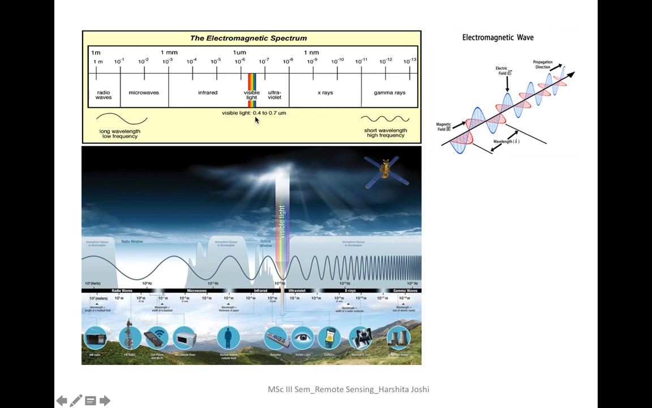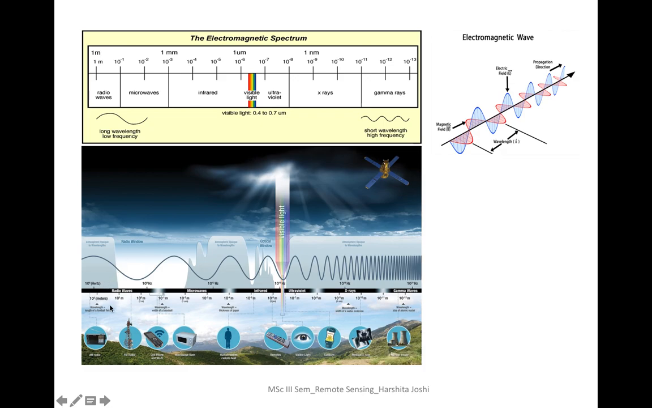The wavelength between 0.4 to 0.7 micrometer is known as the visible light. Our eyes are the sensors which are sensitive to this part only, the visible part. We cannot sense gamma rays or X-rays using our eyes. So the eyes are sensors. This is the part of the electromagnetic spectrum which is sensed. Now, this is sensed on the basis of various interactions with the Earth's surface. I'll go into that after this slide.